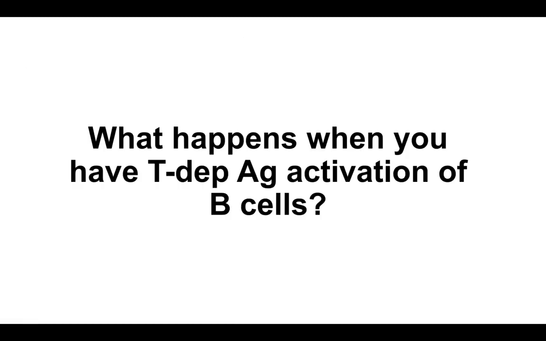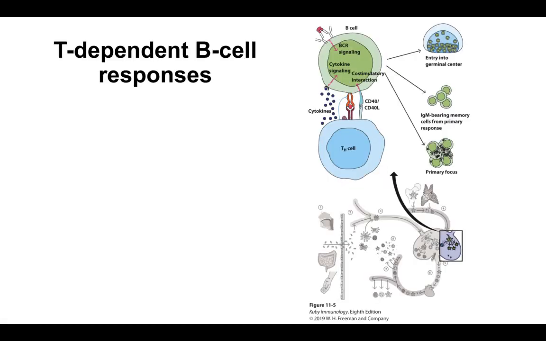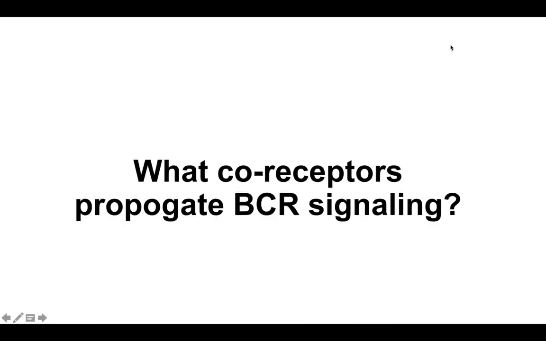What happens when you have T-dependent antigen activation of B cells? With T-dependent activation of B cells, you get signal 1 from the antigen binding the B cell receptor, signal 2 from the T helper cell, signal 3 from the cytokines. You'll get some of these cells proliferating and becoming memory cells. Some of them are going to become plasma cells and start making antibodies. And some of them are going to go into the germinal center and start trying to make antibodies that will bind with a higher affinity. So they'll go through somatic hypermutation and class switch in here.